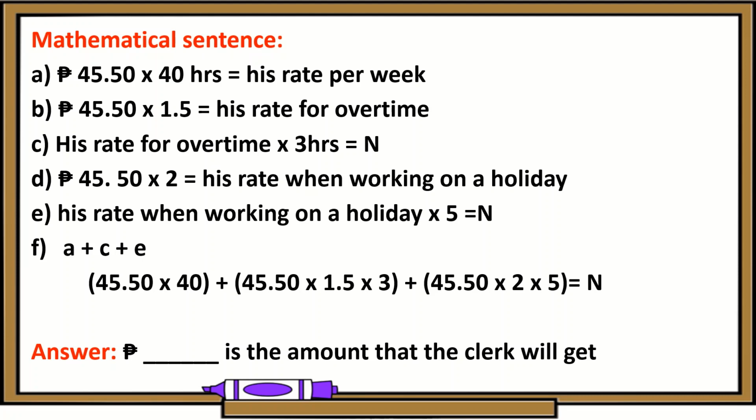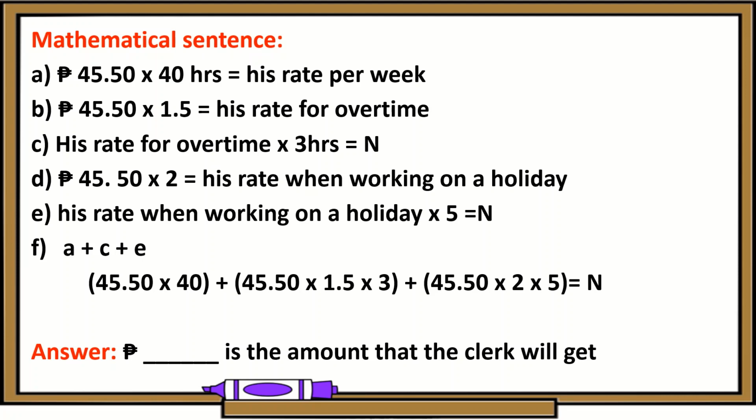For letter D, para ma-double o madoble ang kanyang rate kapag nag-work on a holiday, ita-times nyo lang yung 45 pesos and 50 centavos sa 2. And for letter E, yung rate niya kapag nagtatrabaho on a holiday, ita-times nyo lang sa 5. Yung 5 yun yung 5 hours na pinagtrabaho niya on a holiday basis. And for you to get the amount that the clerk will get, isasama nyo lang yung sagot nyo sa A, sagot nyo sa C, at sagot nyo sa E.